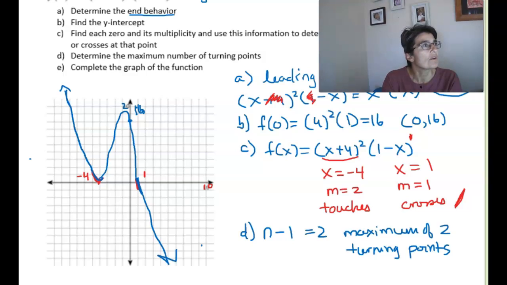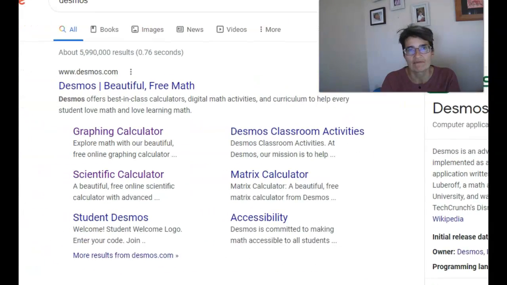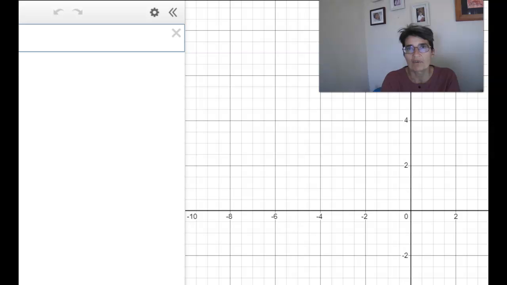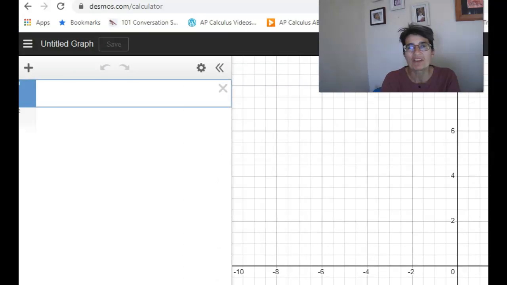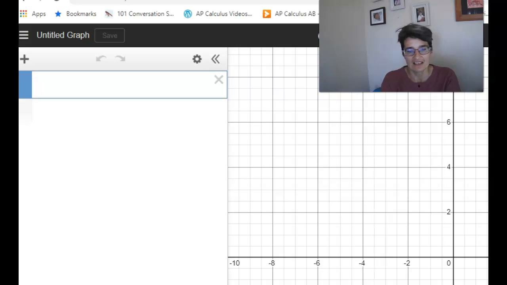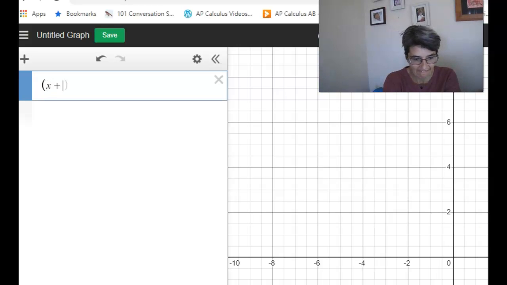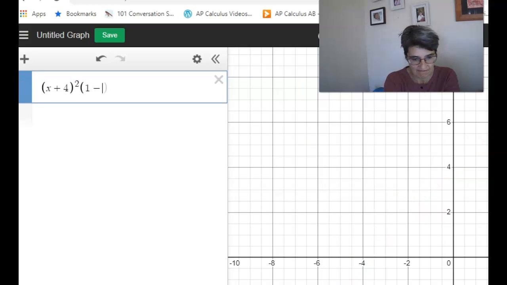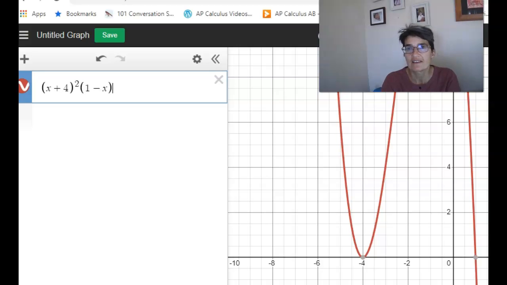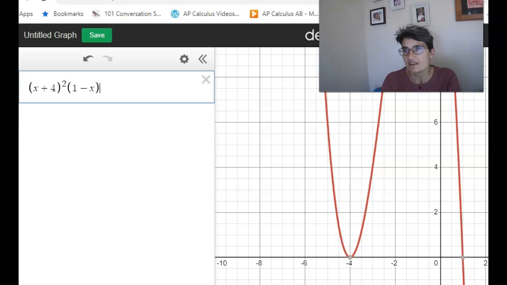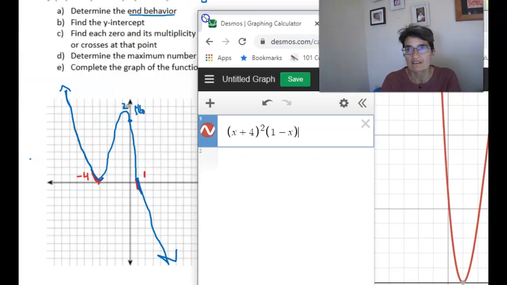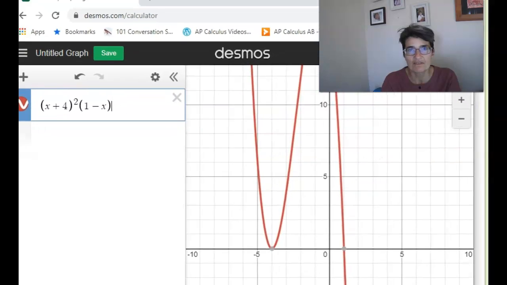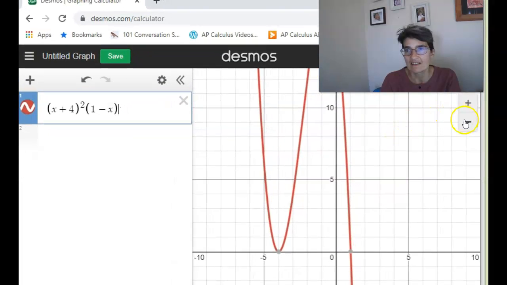All right, so guess what? We can verify by using a graphing utility. I'm going to pull up Desmos, a great program, and put that function in. So the function is (x plus 4) squared times (1 minus x). We put it in the box. Let's make this a little bit smaller so we can see the whole picture, and we can zoom out.